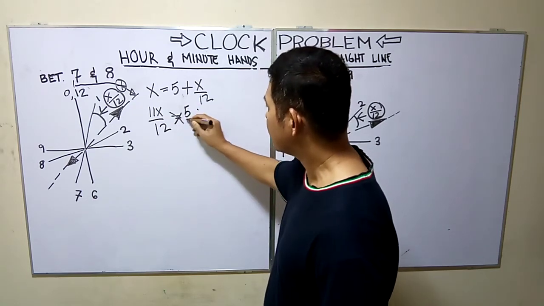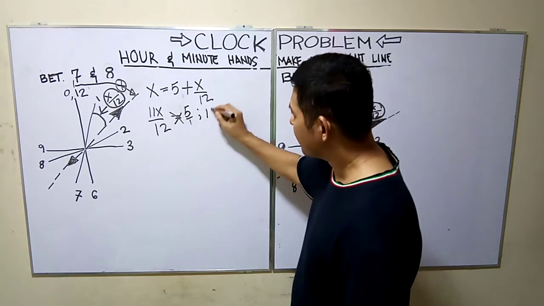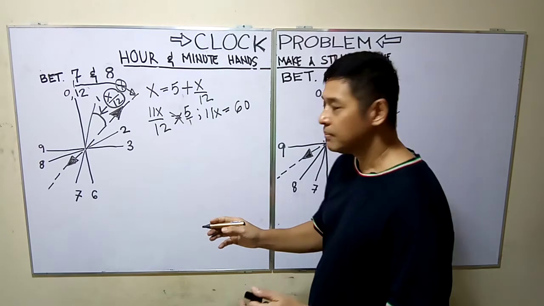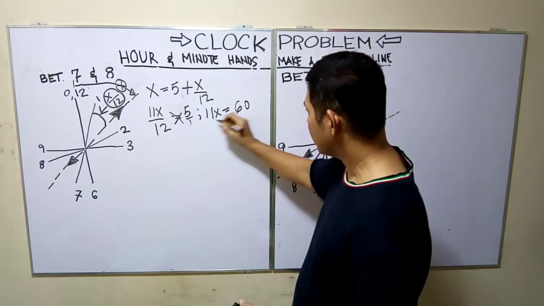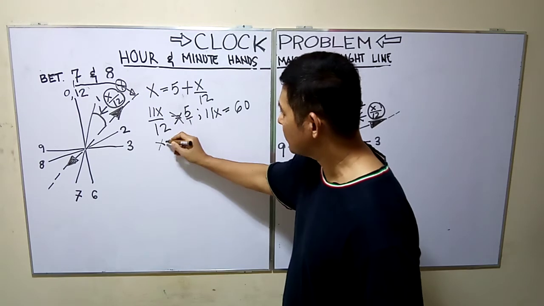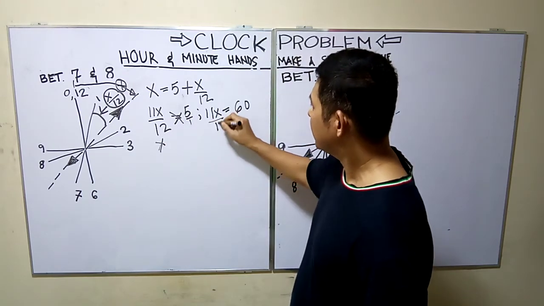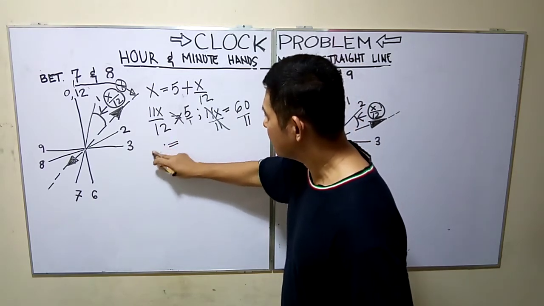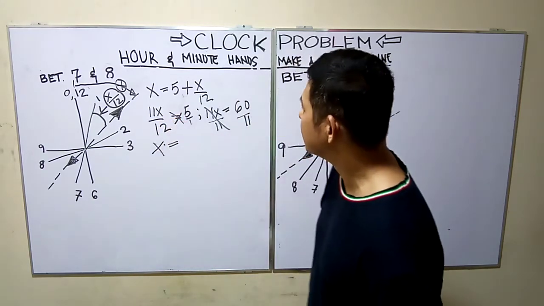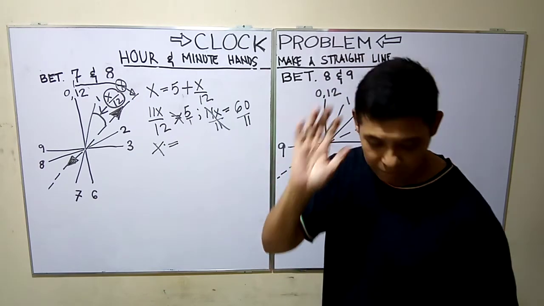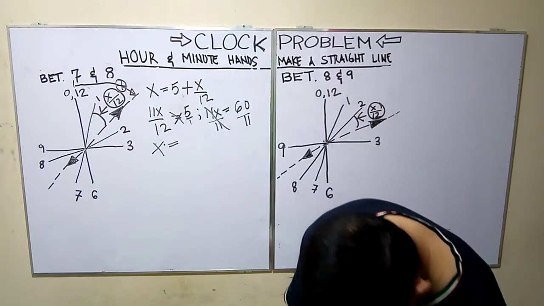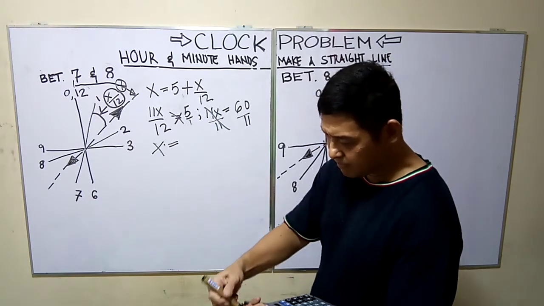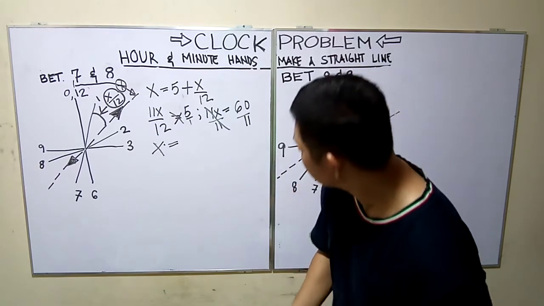Therefore, cross multiplication is 1. 11X is equals to 12 times 5 is 60. So, divide both sides by 11. Therefore, X is equals to 60 over 11, this 11 is cancelled. Nawa natin X equals to 60 divided by 11. Sabi tayong calculator. .45 minutes.